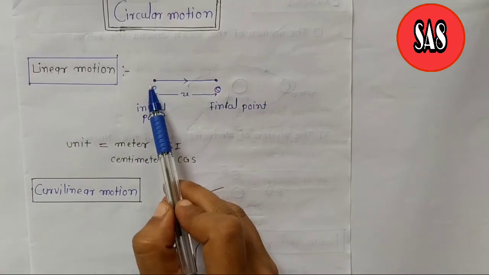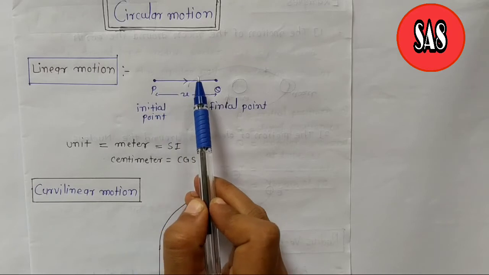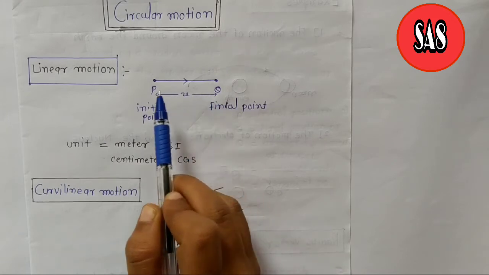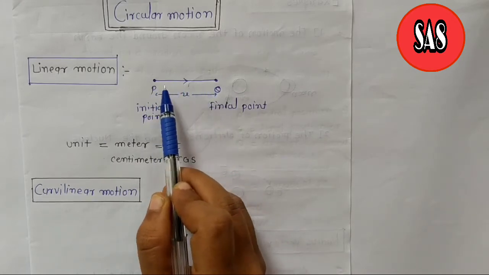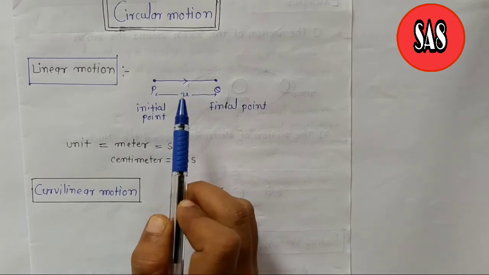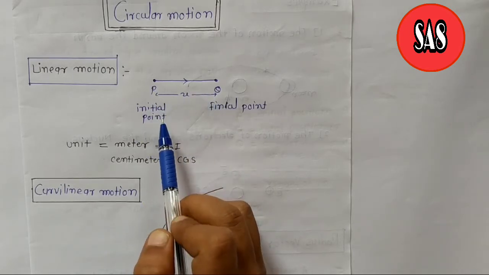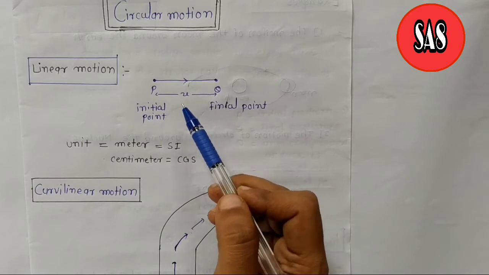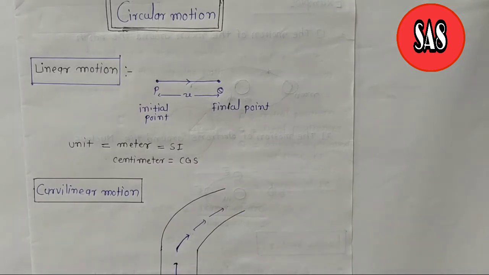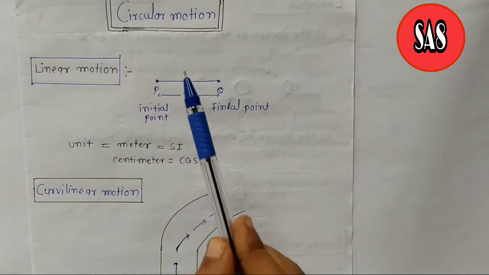Consider a particle P moving along a straight line, and at that time its displacement is x. Since the particle is moving along a straight line, it's a linear motion. Suppose this point P is the initial point. After time t it is displaced to a point Q. This is its final point. So we call it a linear motion. The particle's motion along a straight line is a linear motion.